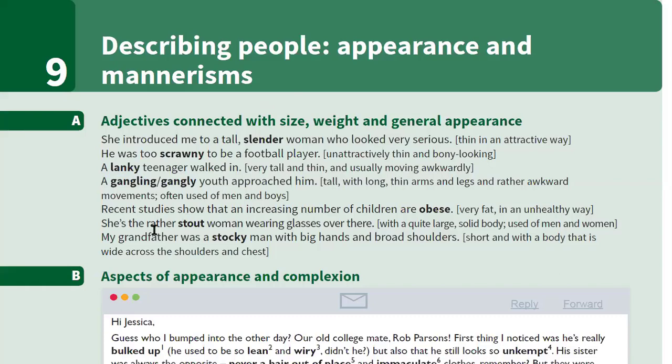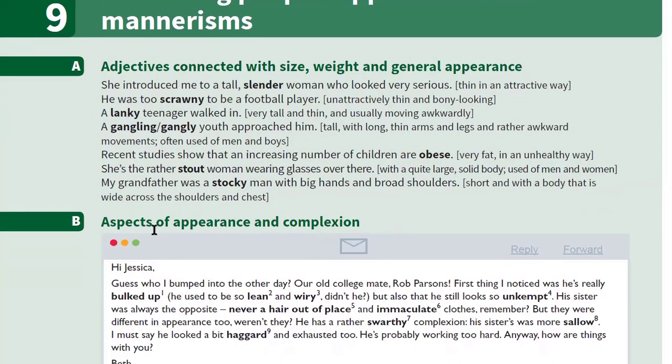I'll be reading these sentences to you, and then I will read the meanings as well, because these words are almost similar. You understand these words. Recent studies show that an interesting number of children are obese. Now, this is a very common word. Obese means very fat, in an unhealthy way.